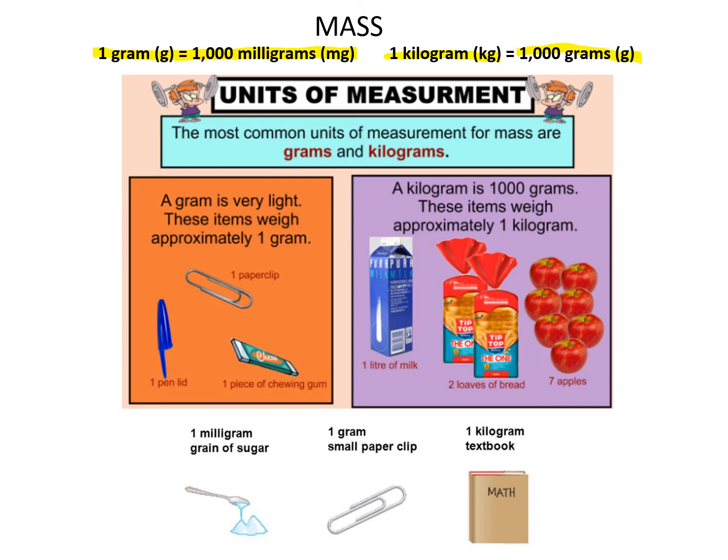The most common units of measure in mass are just grams and kilograms. So a gram is really light. A paper clip, a pen lid, a piece of chewing gum, all those might be equal to a gram. Where a kilogram is quite a bit larger. There are 1,000 of these grams in a kilogram. So a liter of milk, a carton of milk, maybe 2 loaves of bread, or a few apples would equal a kilogram. Okay? A milligram is like a grain of sugar, really, really tiny. A gram is like a small paper clip, and a kilogram is like one of our textbooks.